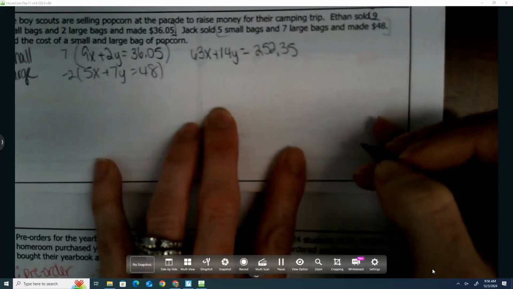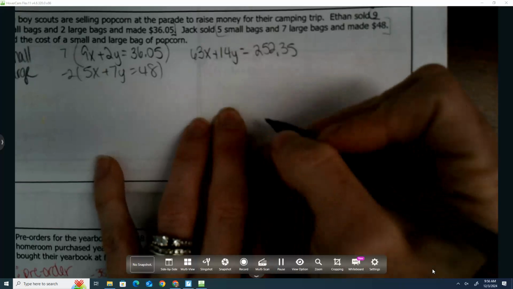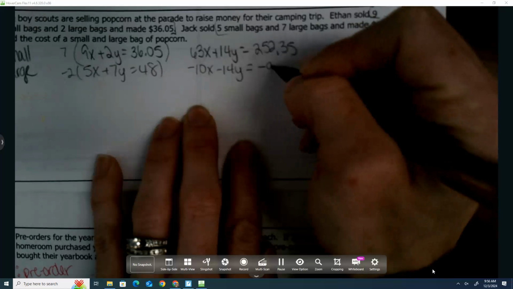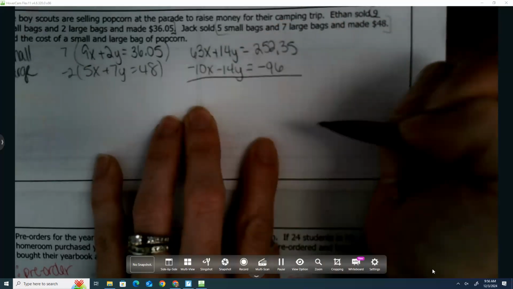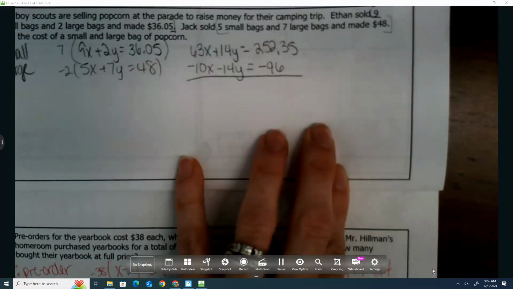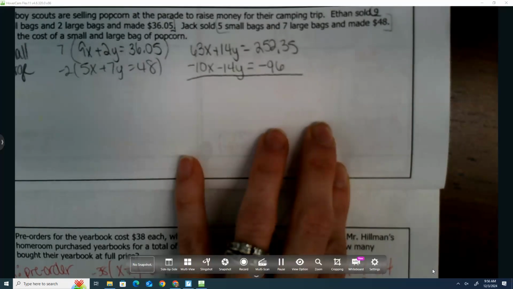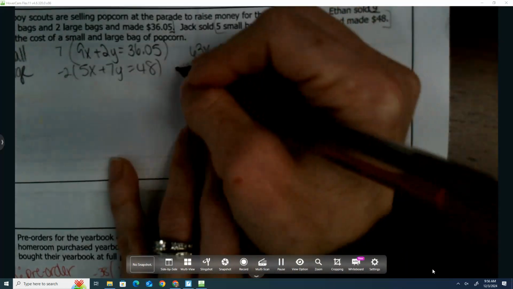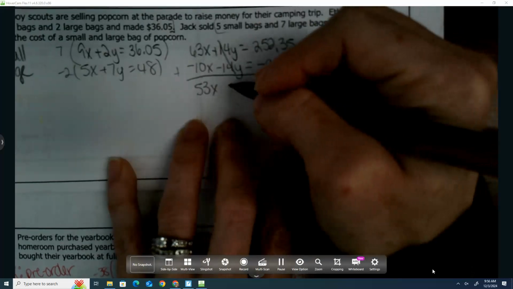252.35. Take the second one times negative 2. So negative 10x minus 14y equals negative 96. Is everyone with me to this point? Now we can add our equations together. Positive 63 and negative 10 is positive 53x. Negative 14 and positive 14 cancel.